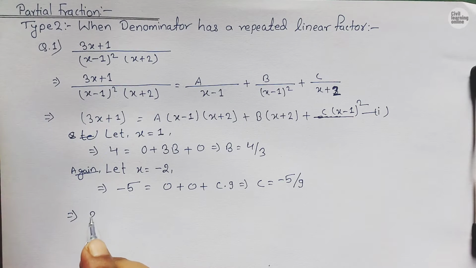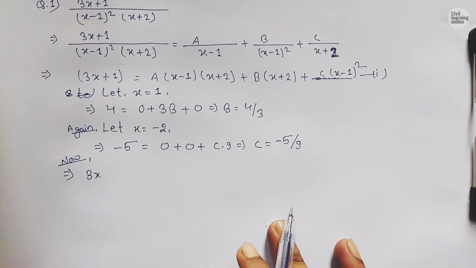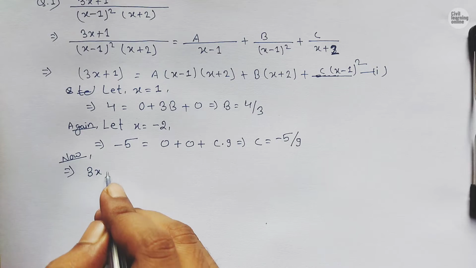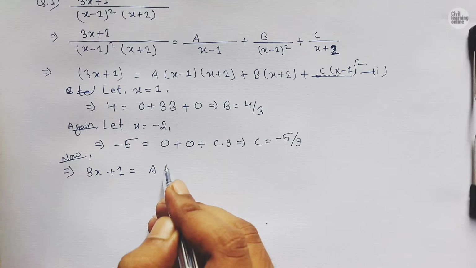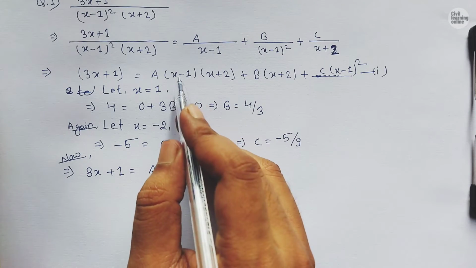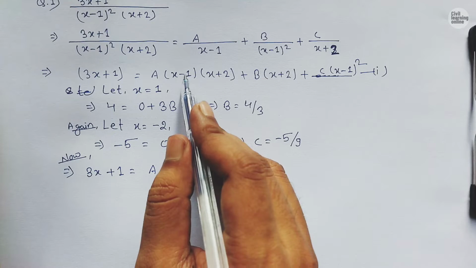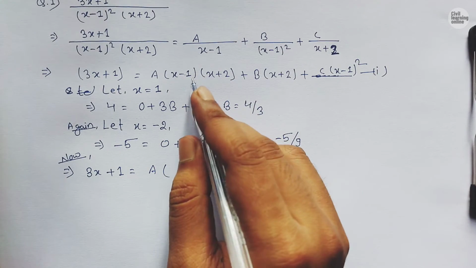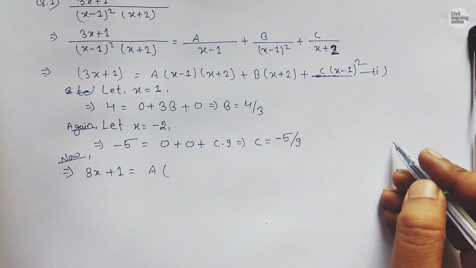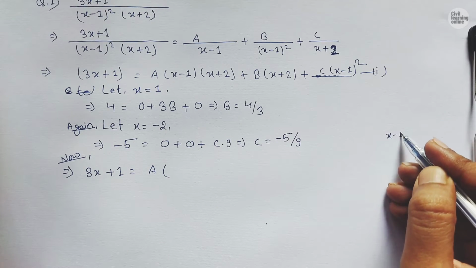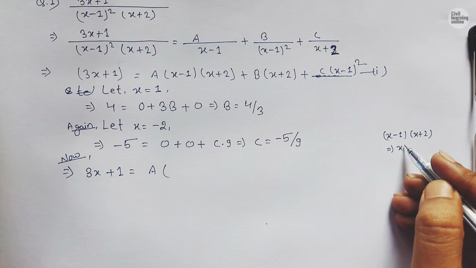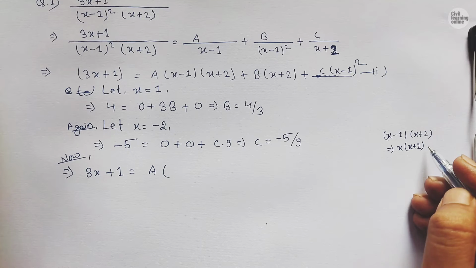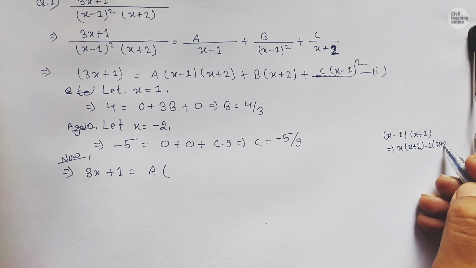So from here we will have 3x plus 1 will be equals to, now do the multiplication so that we could compare on both sides. So from here we will have a times x square minus x plus 2x. I hope you know the algebraic multiplication. What we are doing, we are multiplying x minus 1 and x plus 2. So on multiplying, this x will get multiplied by x plus 2 and minus 1 will also multiply x plus 2.